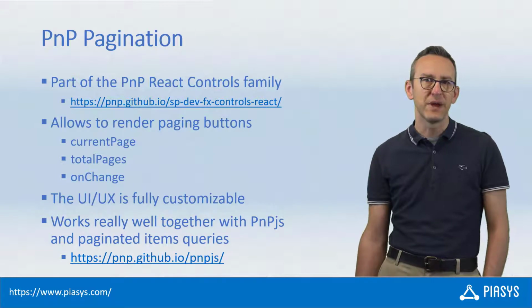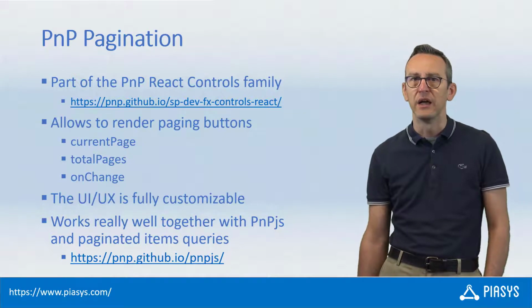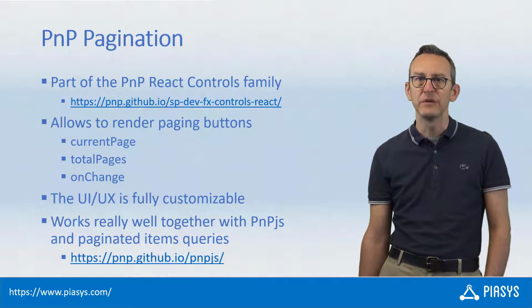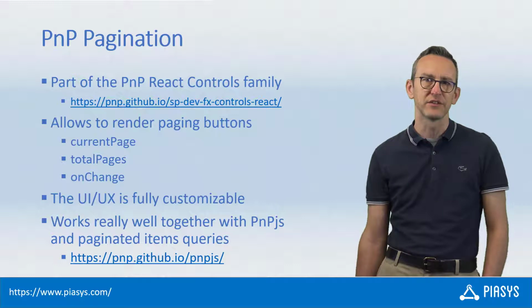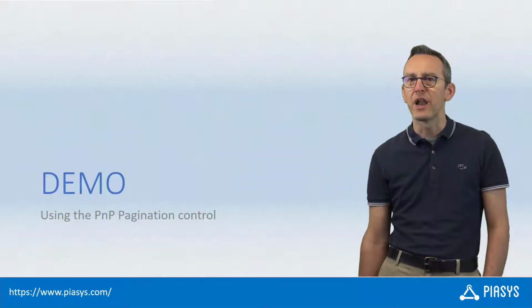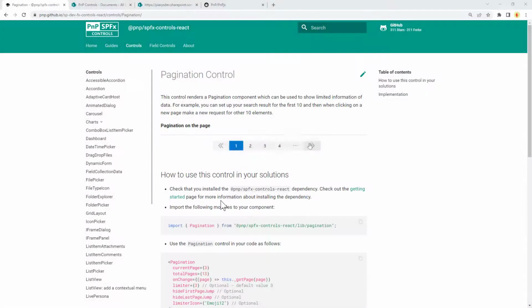It is fully customizable from a UI point of view, simply working on the CSS styles, and works really well whenever you want to consume SharePoint Online data using PnPjs and the paginated requests of PnPjs. So let me move to the demo environment and show you a demo in action. This is the official documentation page of the PnP pagination control, where you can find a really useful reference about how to use it.